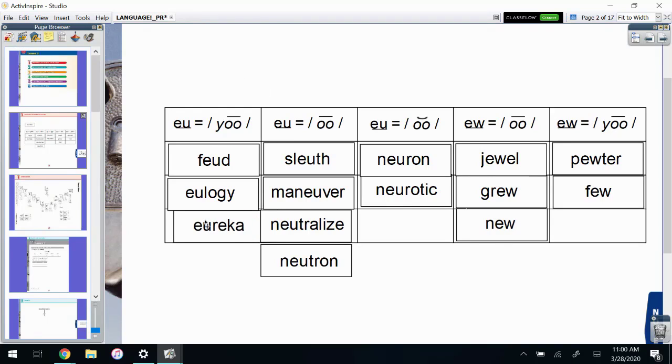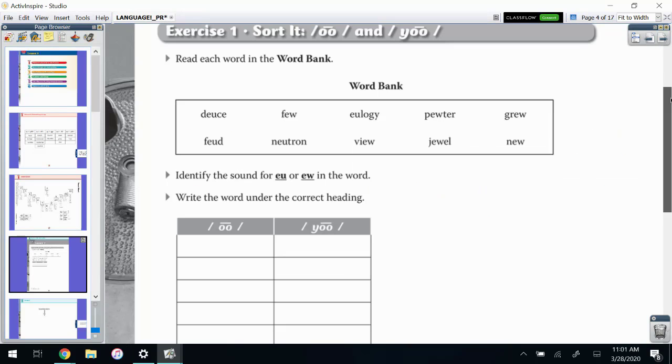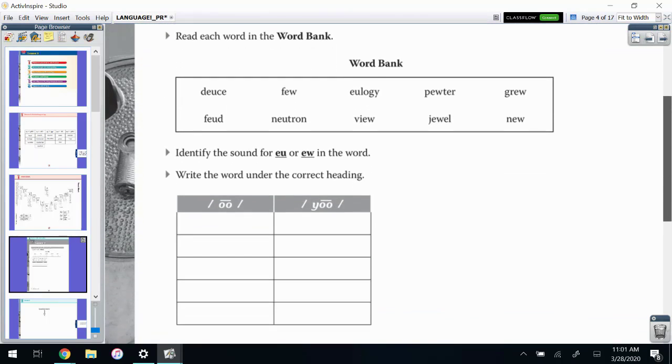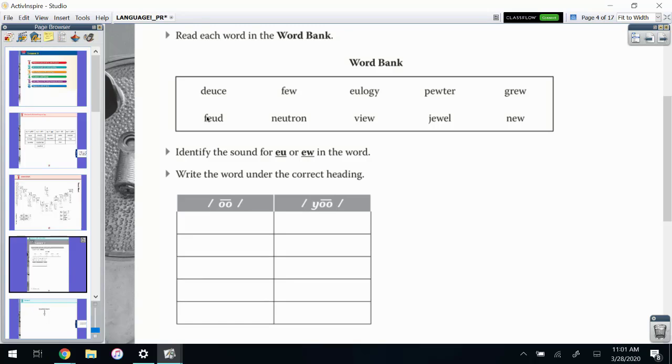Eureka. Good job. You can see here that the EU spelling pattern is more common at the beginning and middle of words. The EW spelling pattern is more common at the end of words and syllables. Now I'd like you to go through on page 160, and I would like you to type the right words into the correct columns. So we have the words deuce, few, eulogy, pewter, grew, feud, neutron, view, jewel, and new.